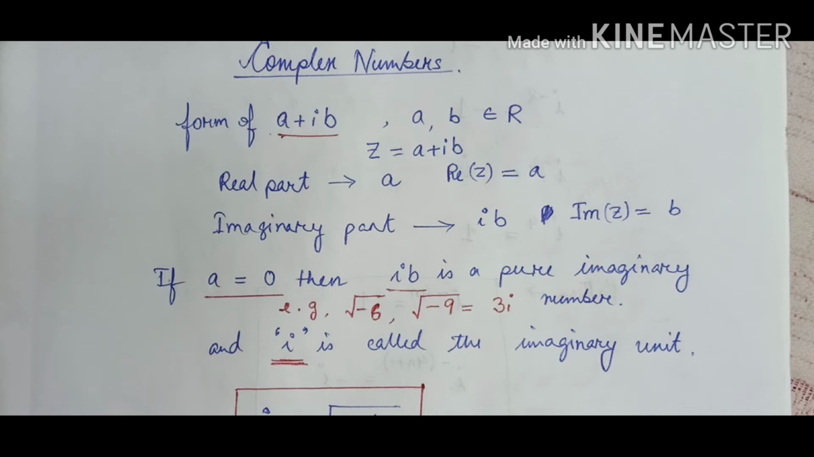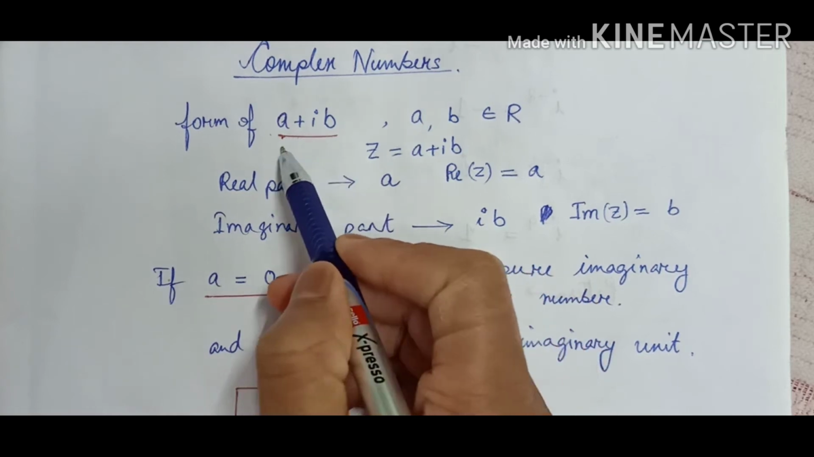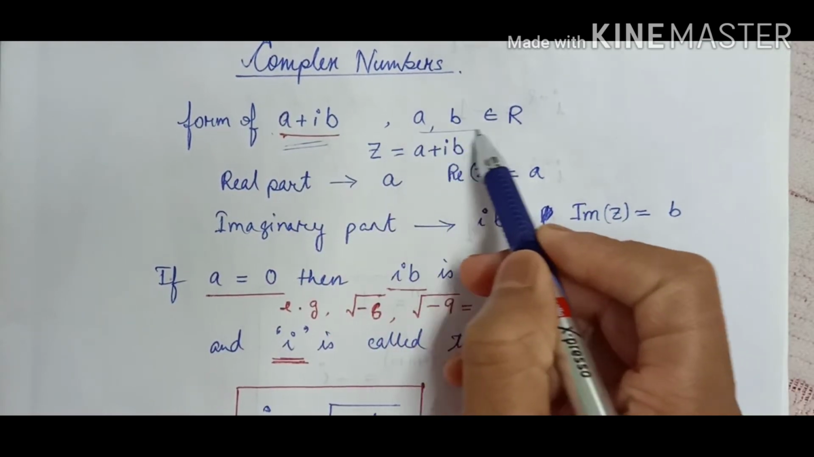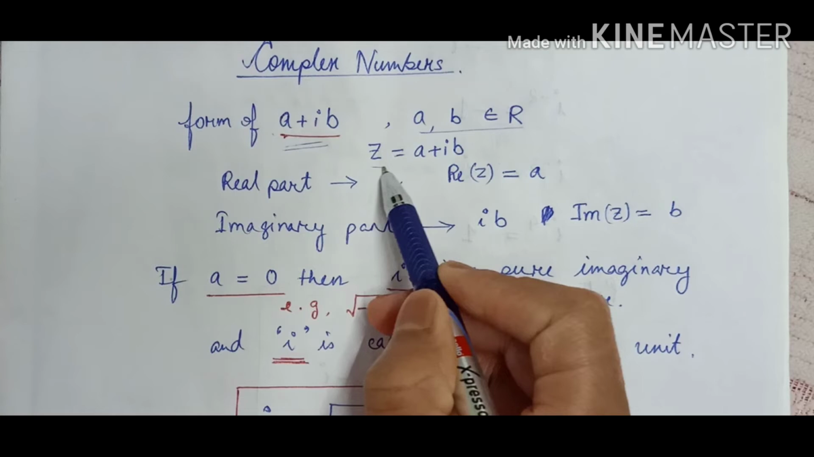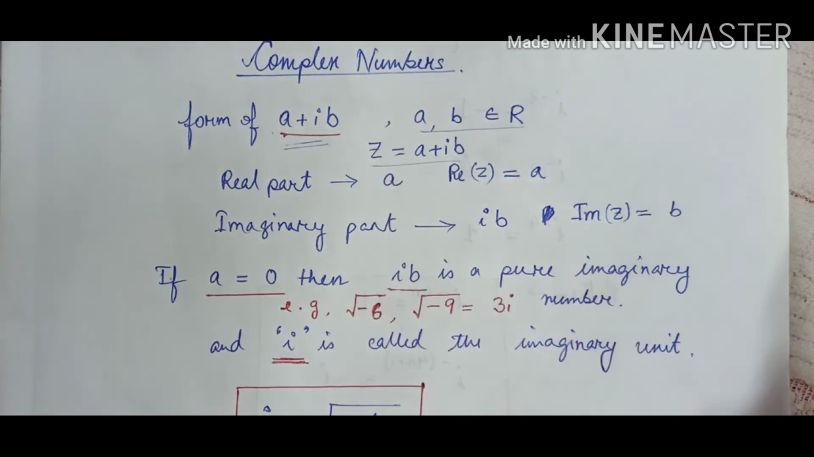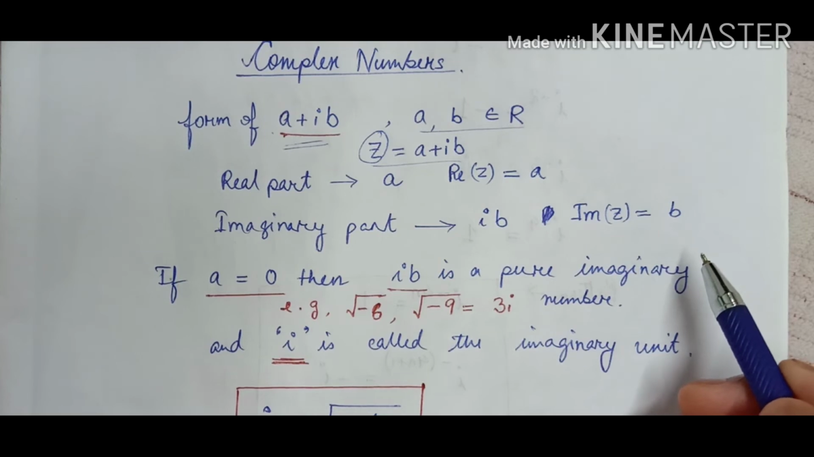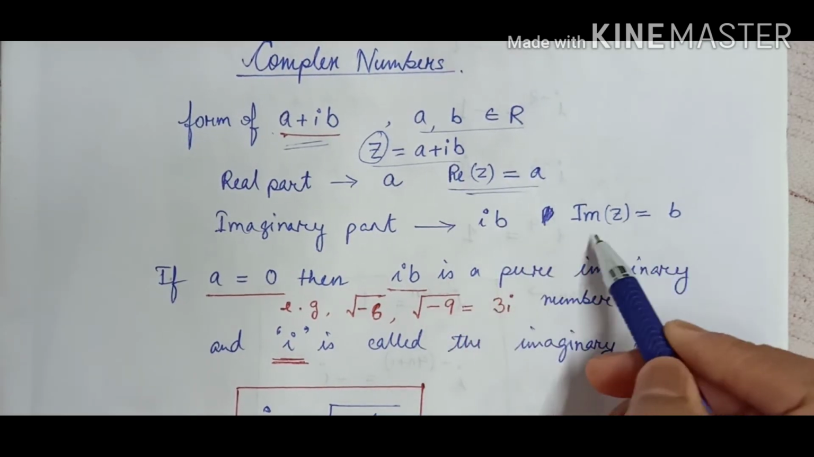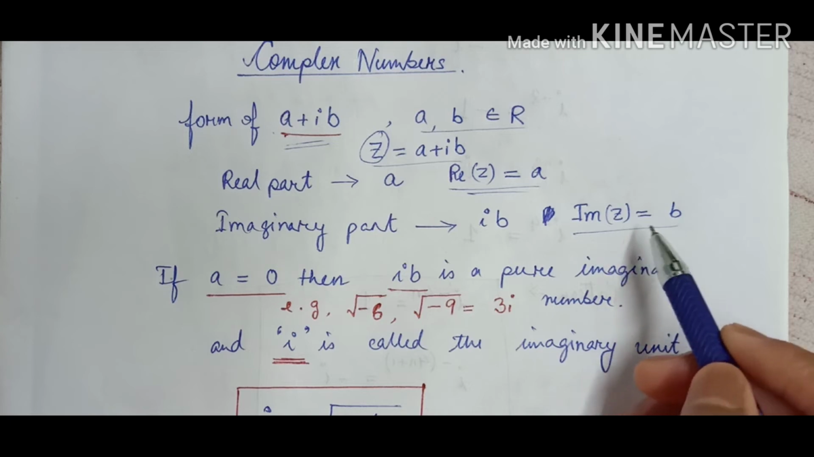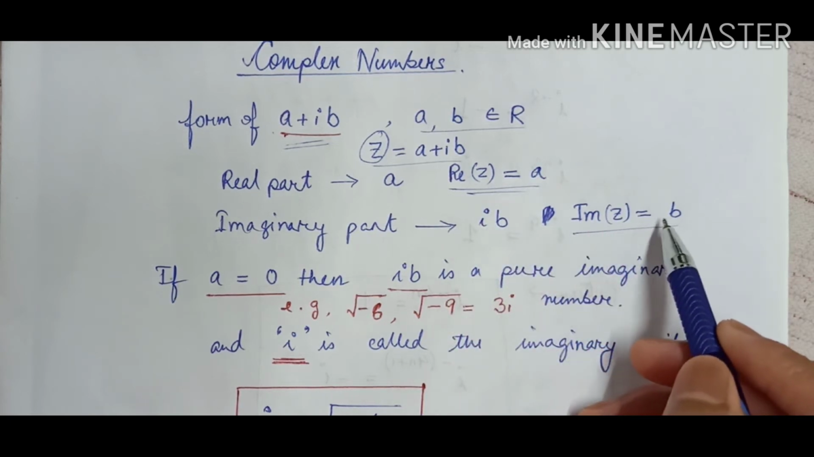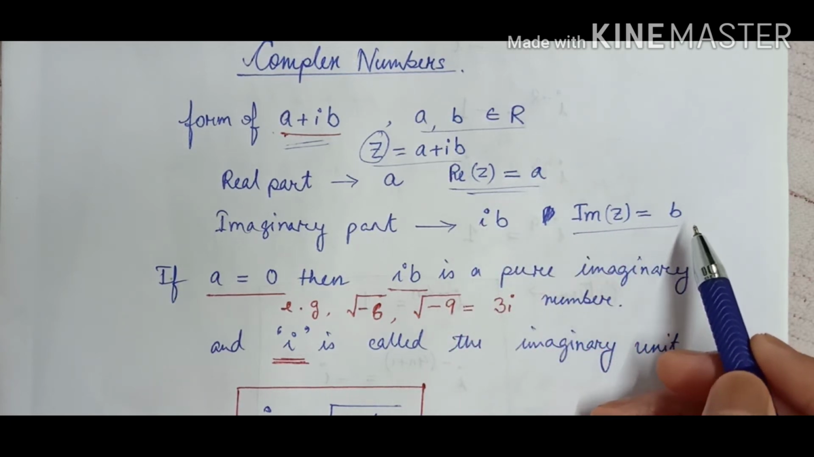While we have gone through the definition, we have seen that complex numbers are of the form a plus ib, where a and b are real numbers, and it is expressed by the small letter z equal to a plus ib, with the real part and the imaginary part. Okay, Re z is the real part, Im z is the imaginary part.